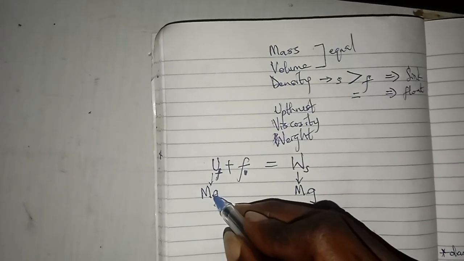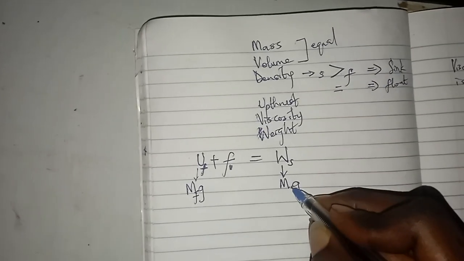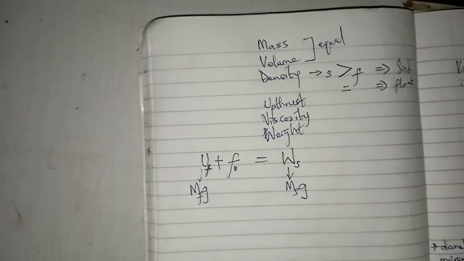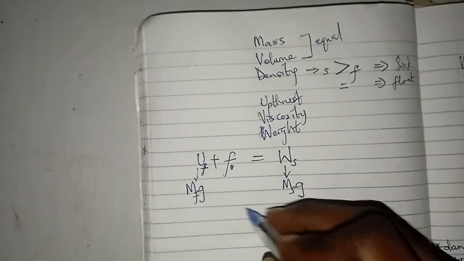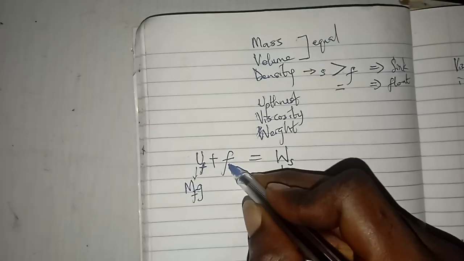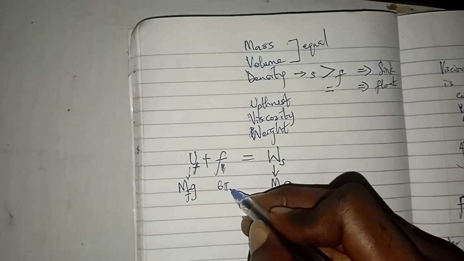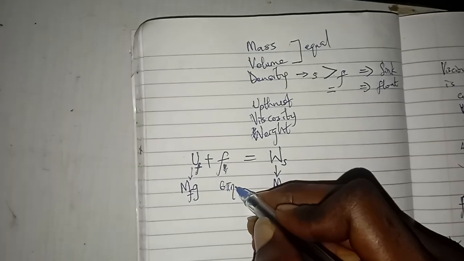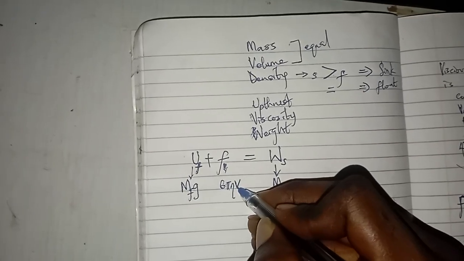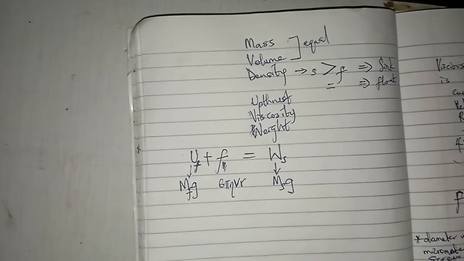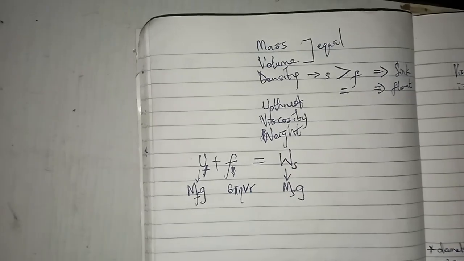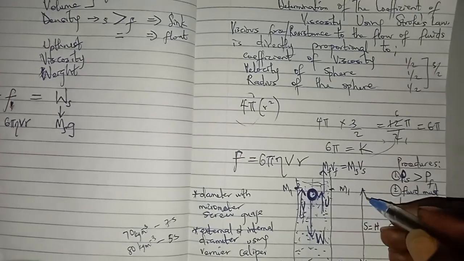But you need to know that this one is the mass of fluid and this is the mass of the sphere. You remember that the mass of fluid and the mass of sphere are equal. Then the viscous force has already been given to us to be 6 pi times the coefficient of viscosity, times V for velocity, times R. This V that you see here is what we call terminal velocity.